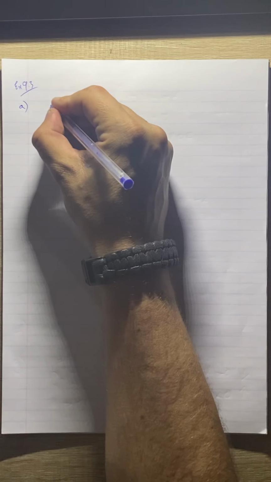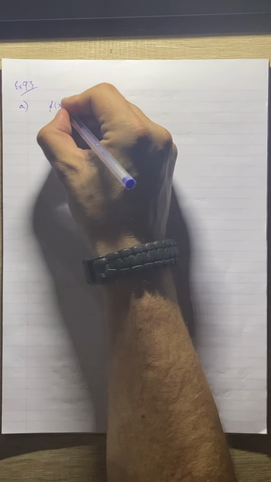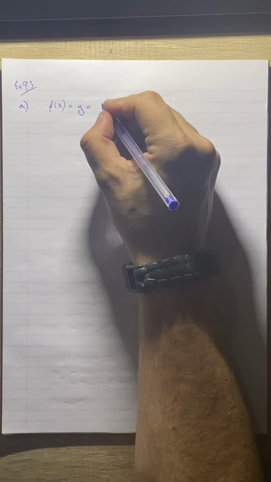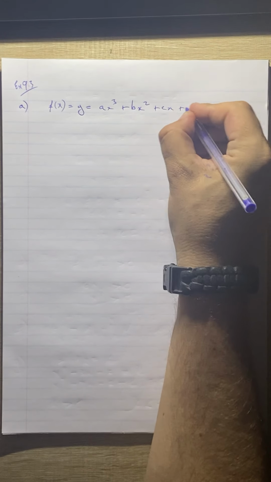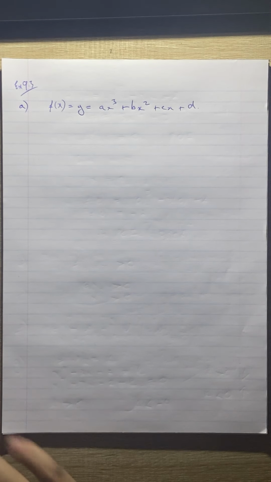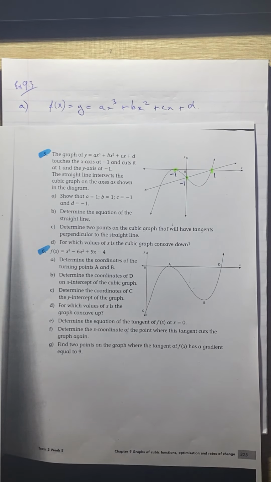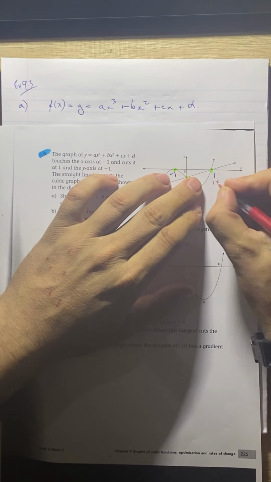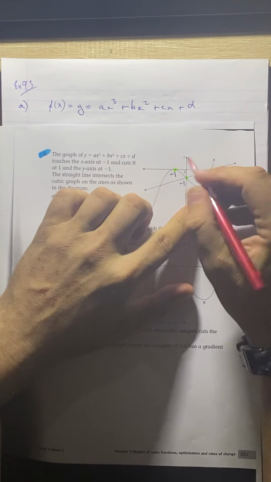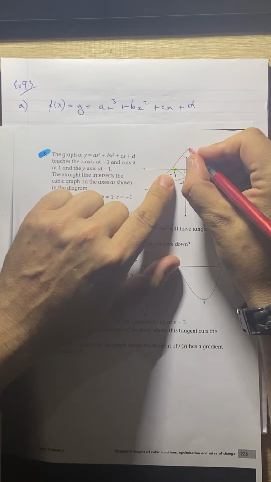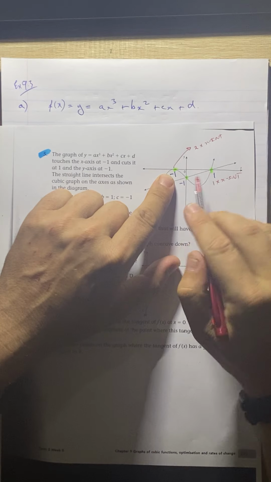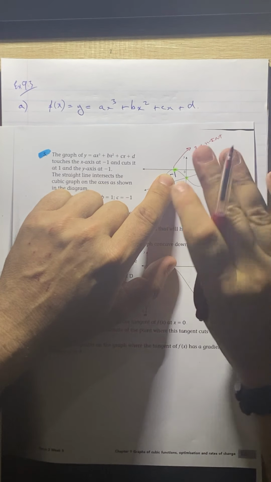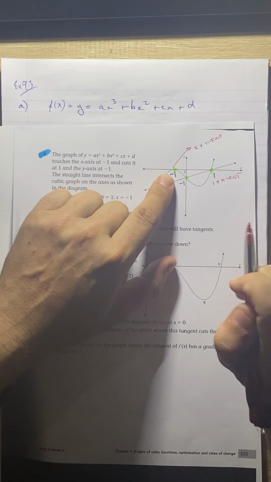Okay. Right, so question A, we've got f of x, which is equal to y, which is equal to ax cubed plus bx squared plus cx plus d. Okay, and what they've given us here, if we have a look, we've got an x-intercept here. So we've got 1 times x-intercept. And remember, if your graph turns on the axes, you've got 2 times x-intercepts. Okay, so what they've given us here is 3 x-intercepts. We've got 2 over there and 1 over there.